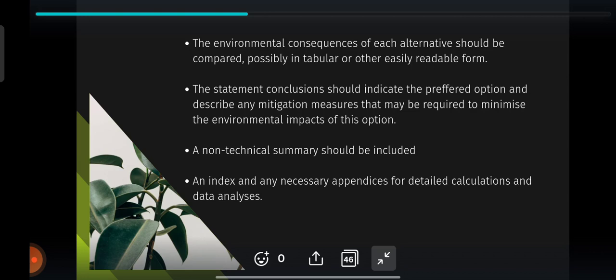The next is the conclusion. Conclusion should indicate the preferred options and describe any mitigation measures that may be required to minimize the environmental impacts of this option. Next is a non-technical summary. Should be included. Apil ni mga non-technical summary. So next, the report should include an index and any necessary appendices for detailed calculations and data analysis.